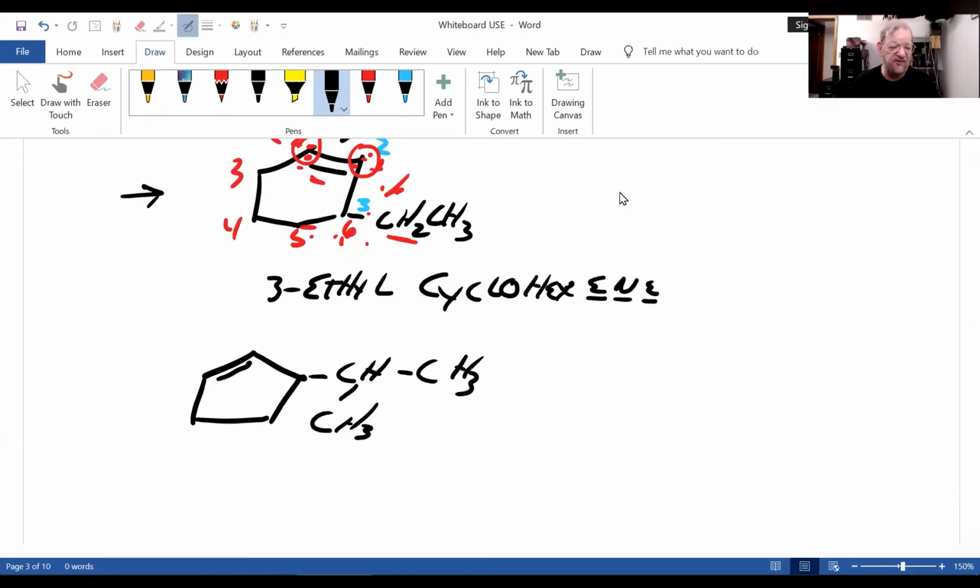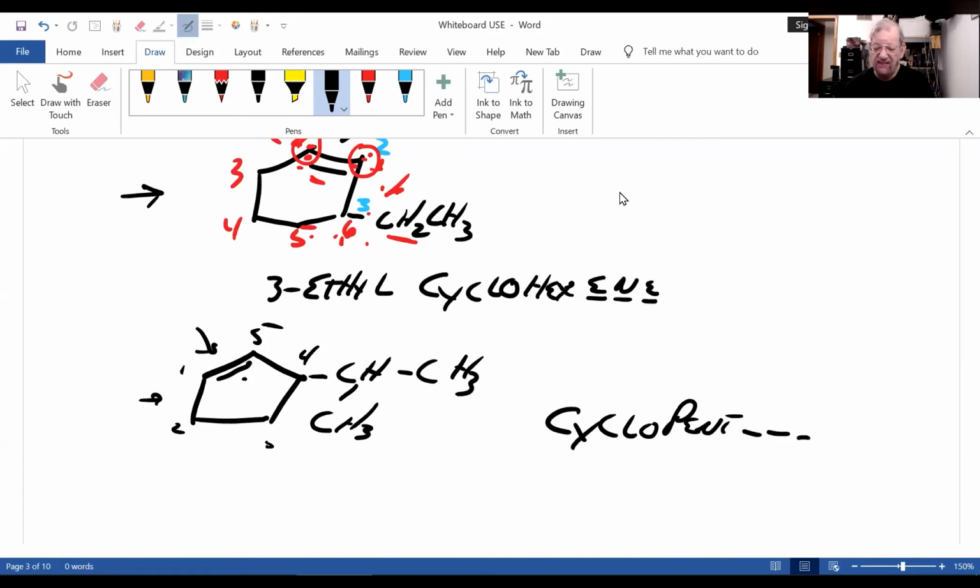Now, if we look at this, we say, what's different? Oh, look, a double bond, and it's in a ring. How many carbons? 1, 2, 3, 4, 5. Pentane, ring, cyclopentane. Double bond, cyclopentene. Remember, cyclopentane is for no double bond, but you drop the A and E ending, put in ENE for a double bond, cyclopentene. This is an isopropyl group.